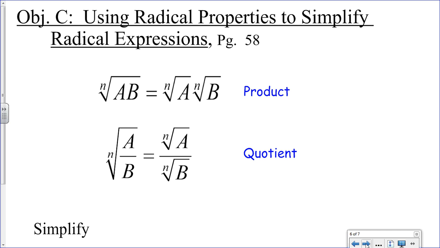So we already talked about this. When you multiply inside a radical, you can break it apart, and you can put them together when they have the same root. Same thing with dividing. You can break them apart or put them back together as long as their roots are the same.